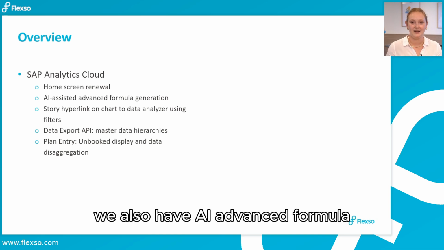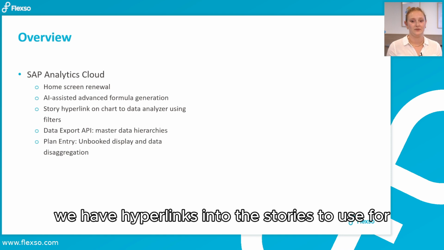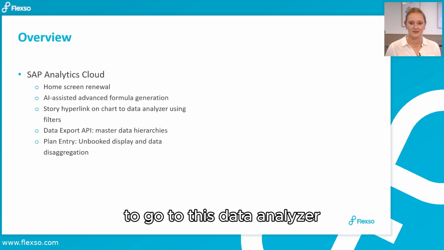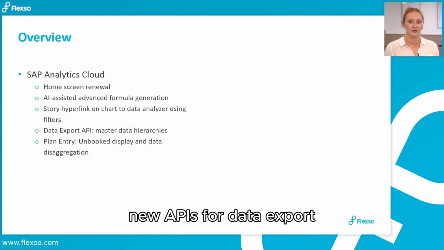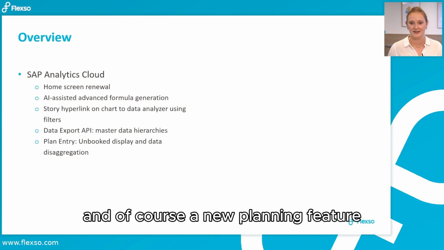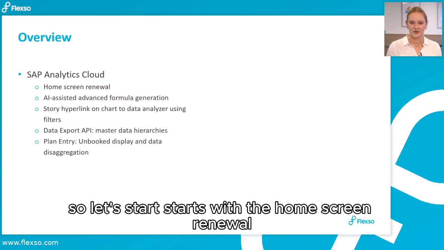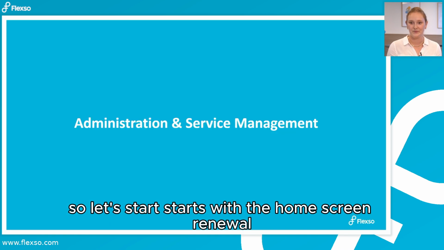We also have AI advanced formula, hyperlinks into the stories to go to this data analyzer, new APIs for data export, and of course a new planning feature. So let's start with the home screen renewal.